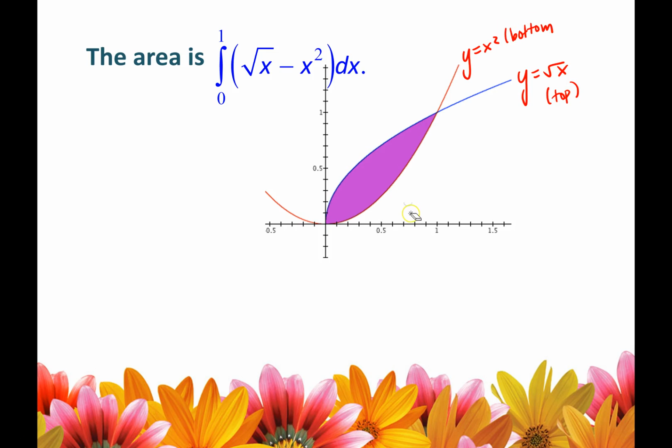I even like to label this as my top and this as my bottom. So again, let me show you that. My top would be what I'm highlighting right here, which would be y equals the square root of x. And then my bottom function is y equals x squared. So I've identified my top and my bottom. You can see here in my answer that I've got my top function minus my bottom function, and then we're talking about from the starting x to the ending x.